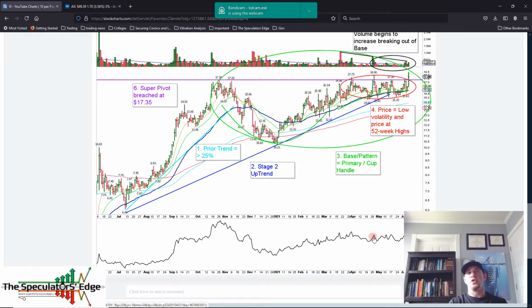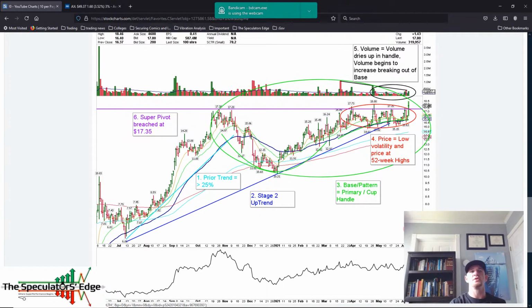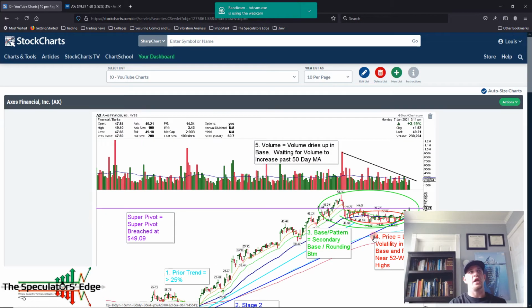The relative strength line is okay. It's not bad. I'd rather this be at new highs as well, or at 52-week highs, but it's okay because it's still a strong stock and actually a really strong industry. So let's go ahead and go over the fundamentals.